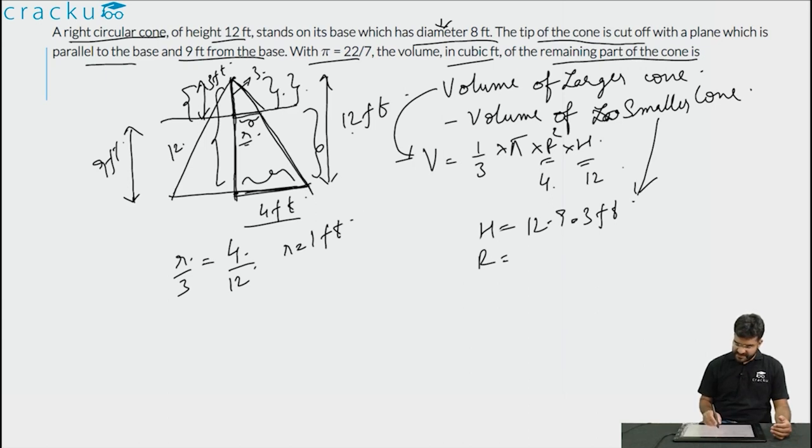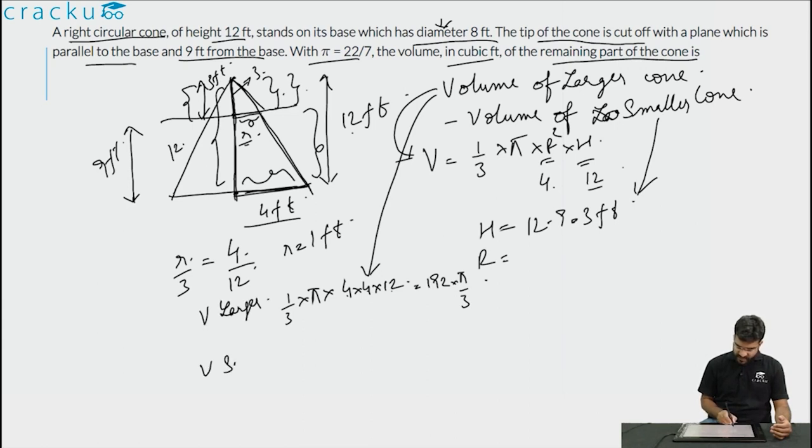The volume of the larger cone is equal to 1 by 3 into pi into r square, where r is 4 into 4, into the height, which is 12. So 4 into 4 is 16, 16 into 12 is 192. So this is equal to 192 into pi by 3. This is the volume of the larger cone.